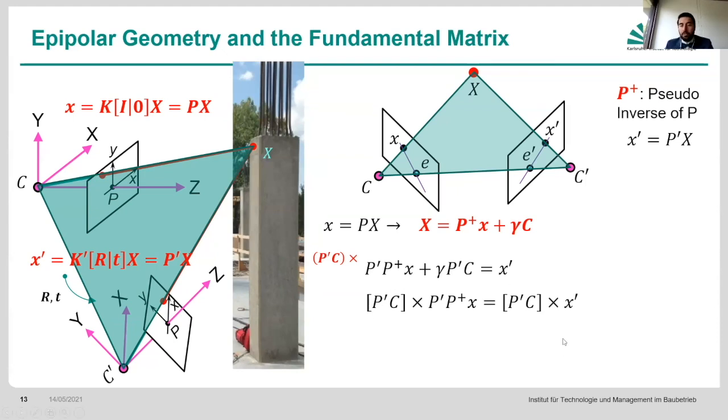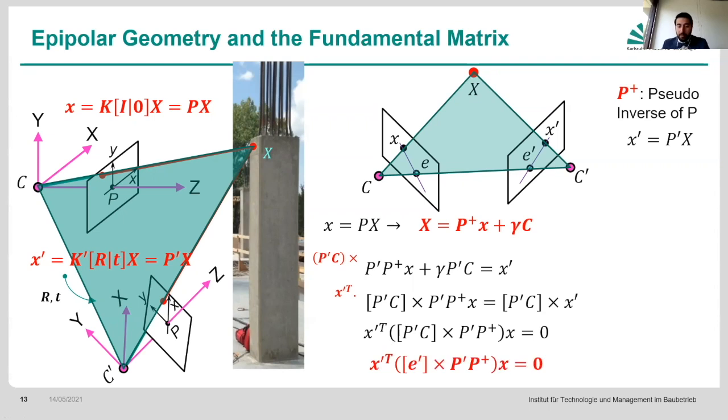Now, what we want to do is get rid of this x prime. So we basically multiply the two sides by x prime transpose, which means that we have a cross product of a particular vector with another vector times its own vector. It would always be 0 as well. So this here is what we call a fundamental matrix.